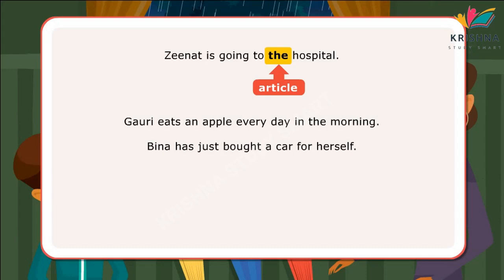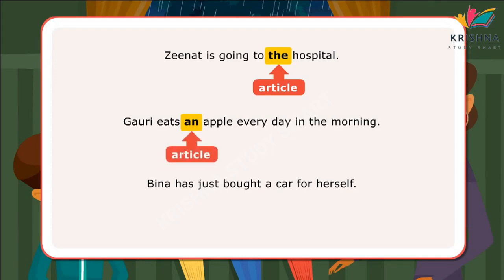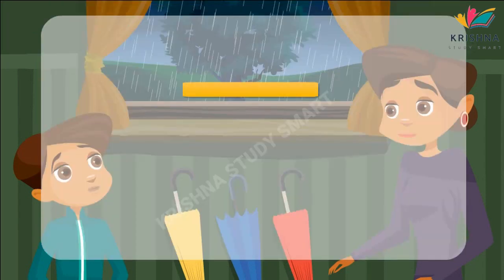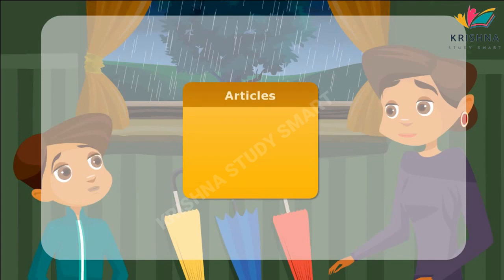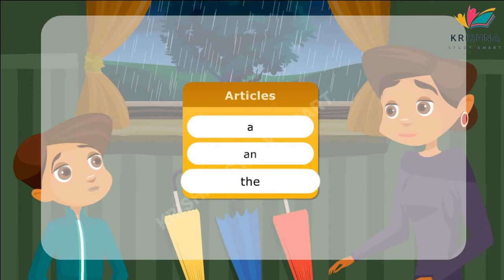In the next sentence, an is an article and refers to any single apple. In the third sentence, a is an article and refers to a single car which is not specific. There are only 3 articles in English: a, an, the.